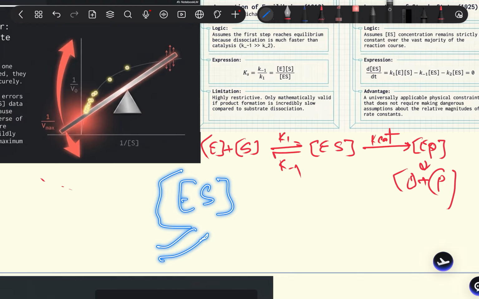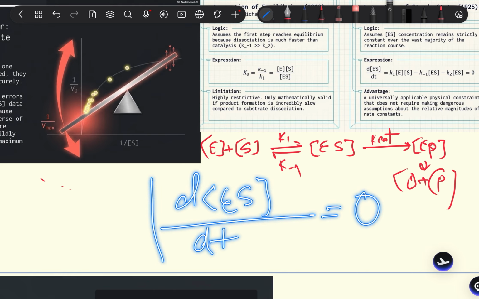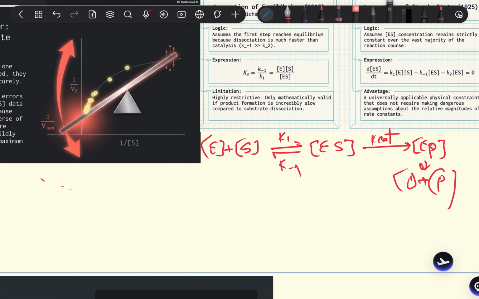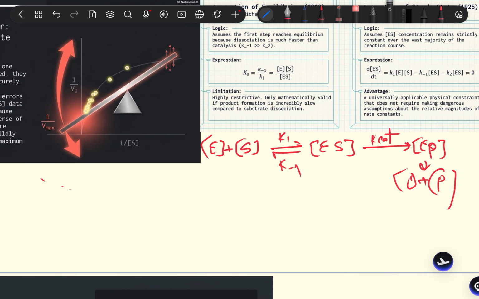This ES is the determining factor. So he just said that this dES by dt will remain constant. This was his assumption. Now this is maximally valid upon this key. When this forms, only then this thing will form, right?